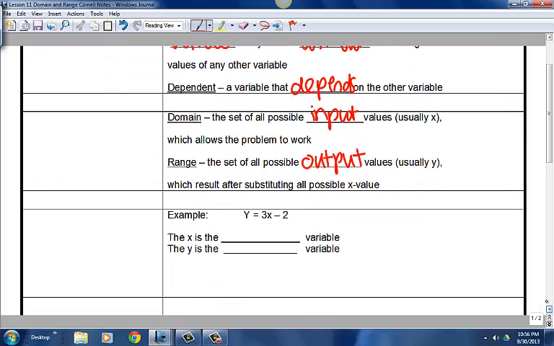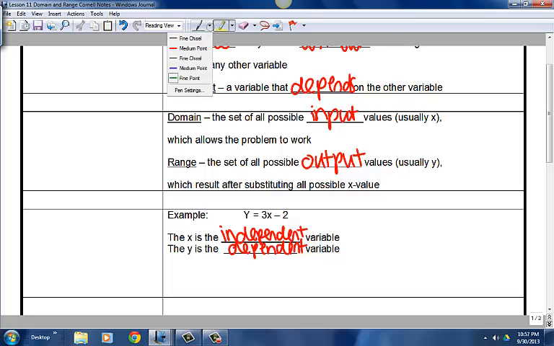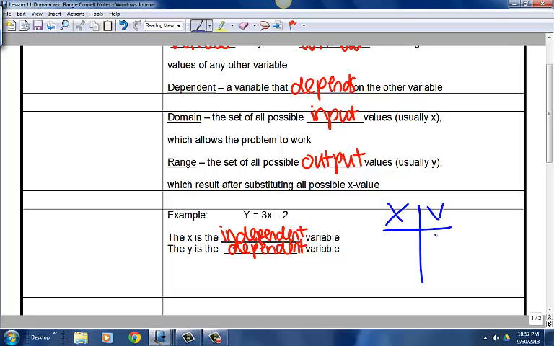Let's look at an example. So we have the equation y equals 3x minus 2. So the x is your independent variable, and your y is your dependent variable. To find your domain and range, you usually set up a table. So we have our x and a y.